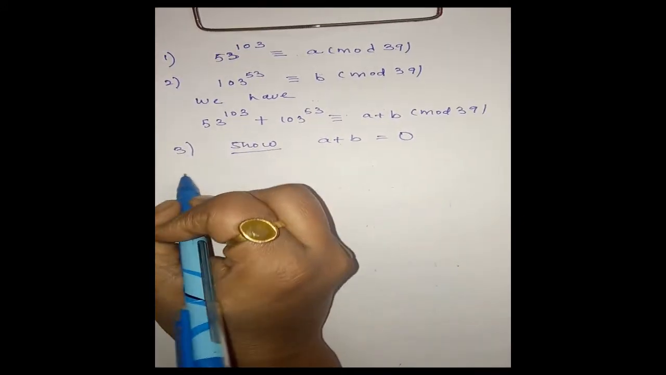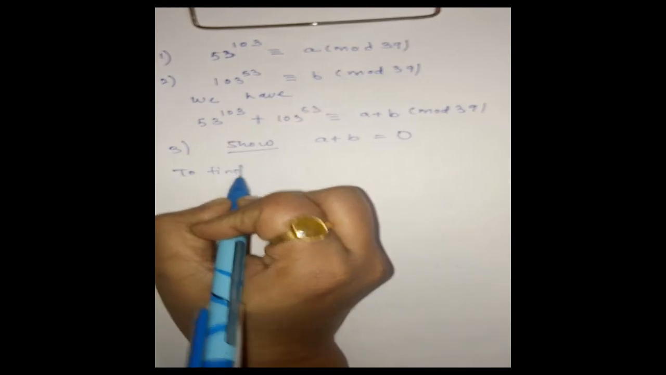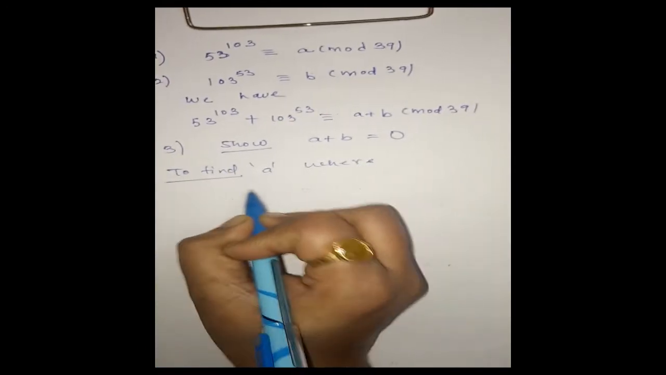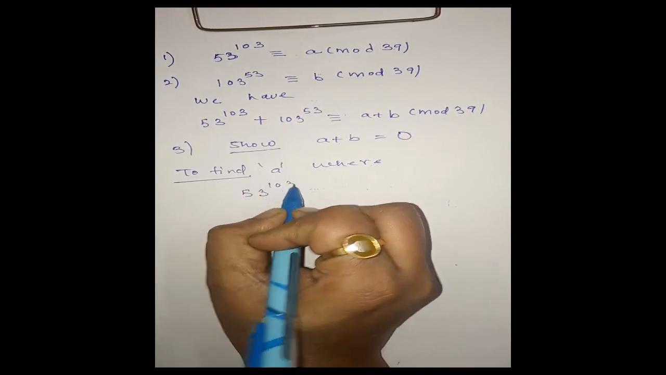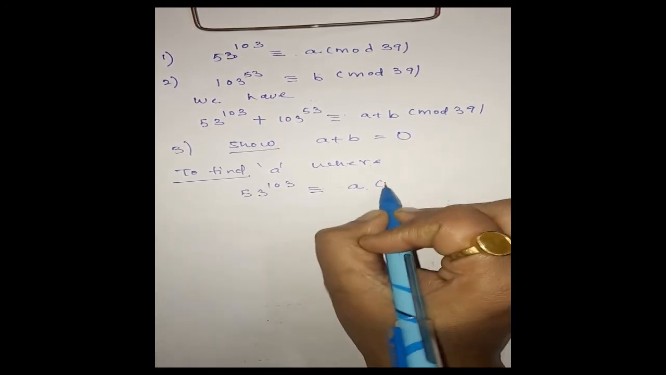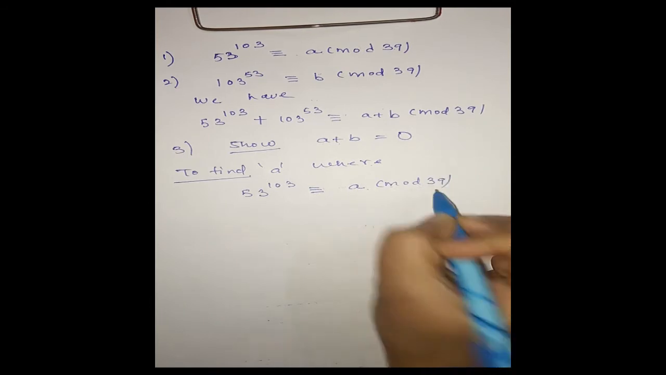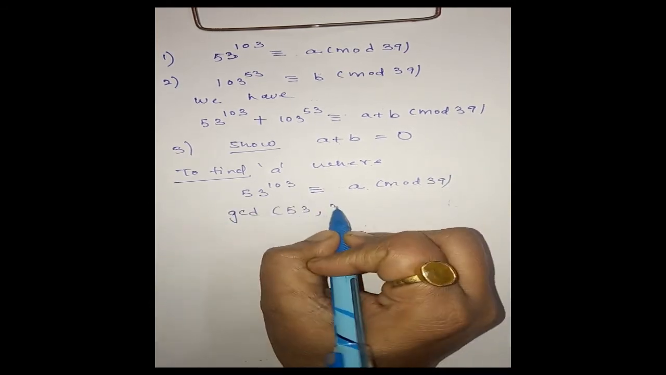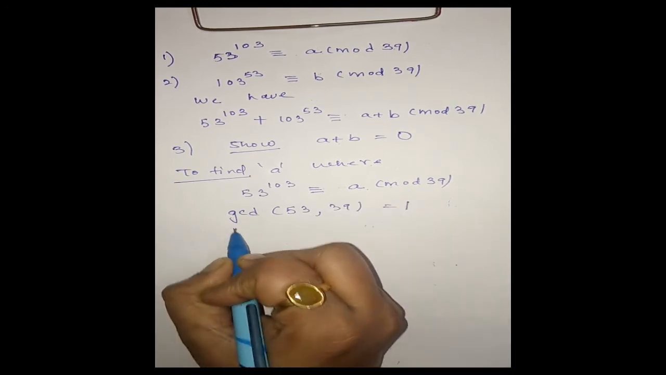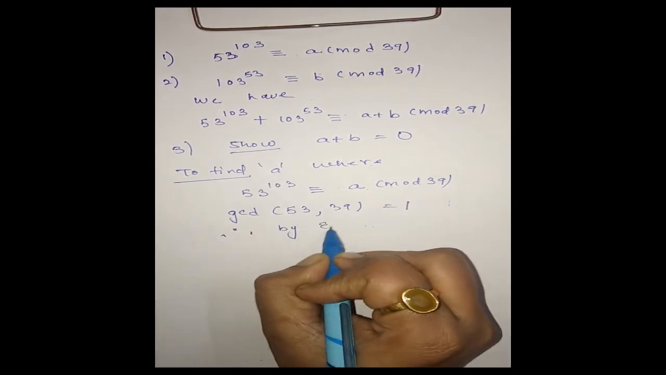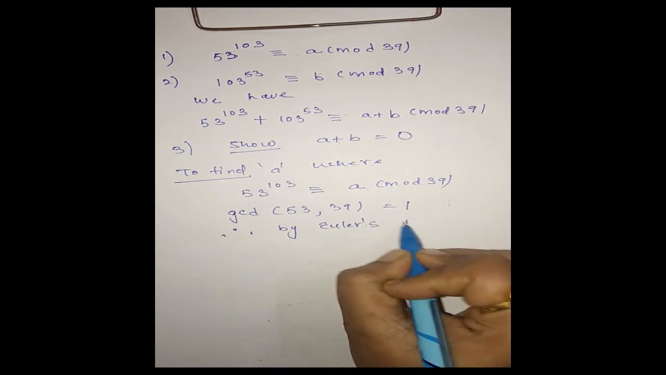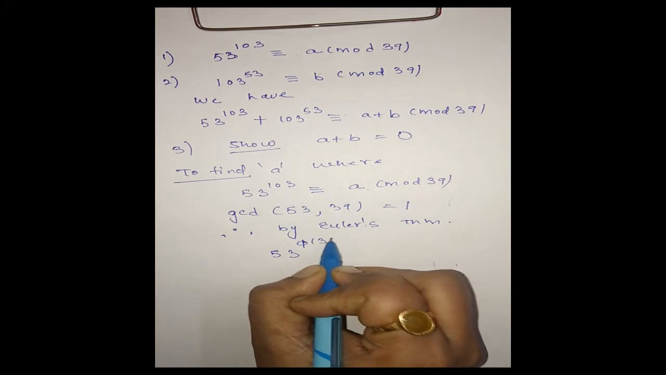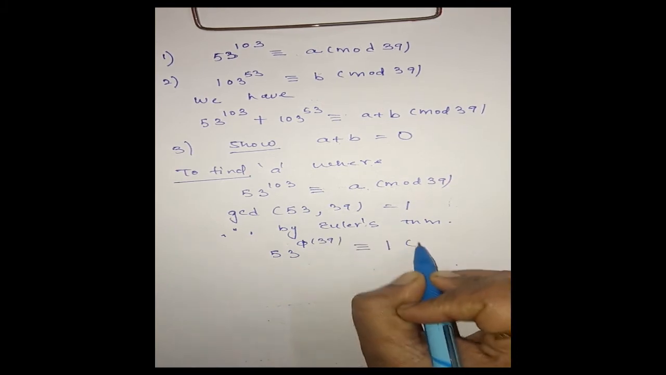Now, for the first step, to find a, where a is given by 53 power 103 is congruent to a modulo 39. Okay, now GCD of 53 and 39 is 1. Therefore, by Euler's theorem, we have 53 power phi of 39 is congruent to 1 modulo 39.